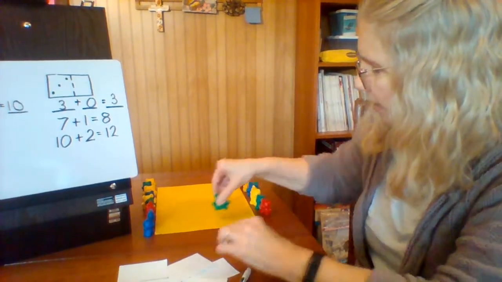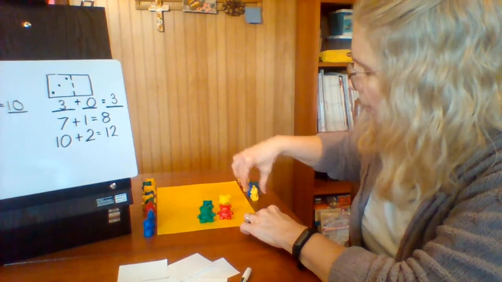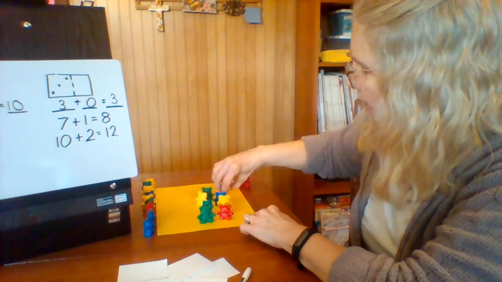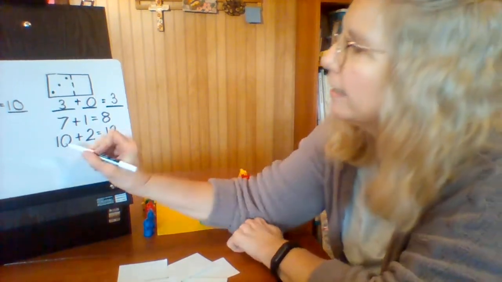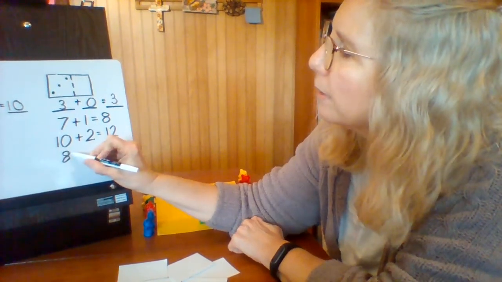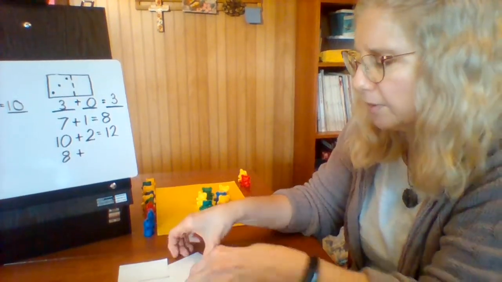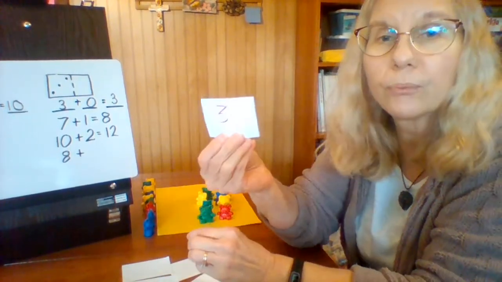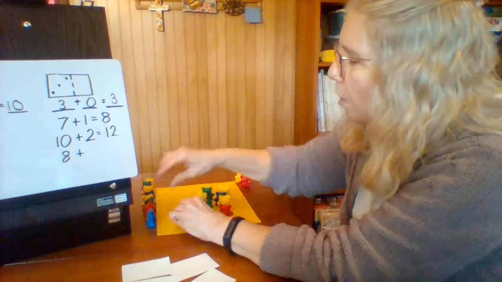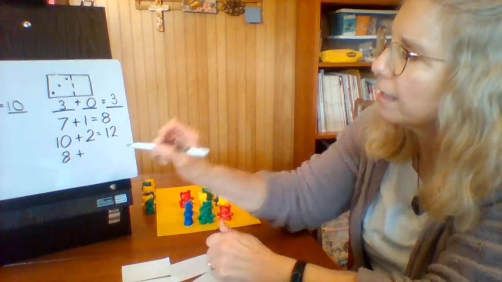Everybody move 8 in. 1, 2, 3, 4, 5, 6, 7, 8. So now I'm going to write 8 over here. And then we need a plus sign. And now let's see how many other ones we're going to get. 3. Let's count 3 more to go in. 1, 2, 3. And we'll write a 3 right up here.